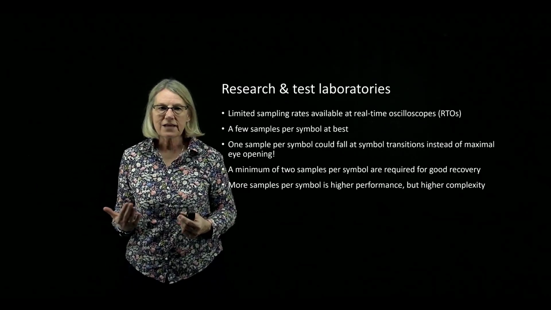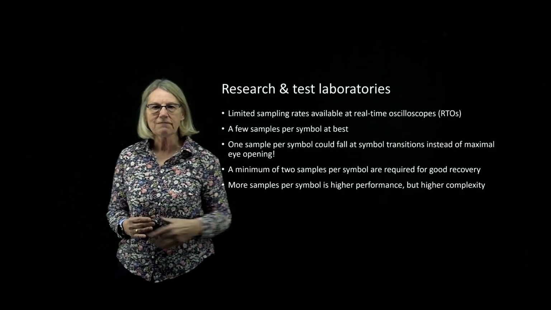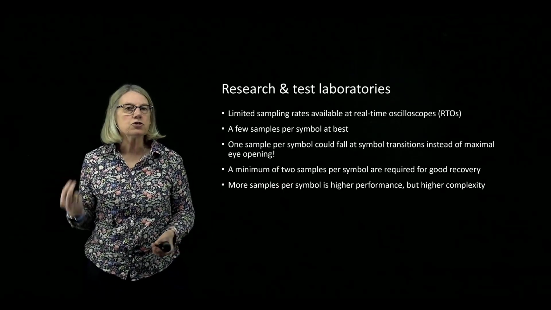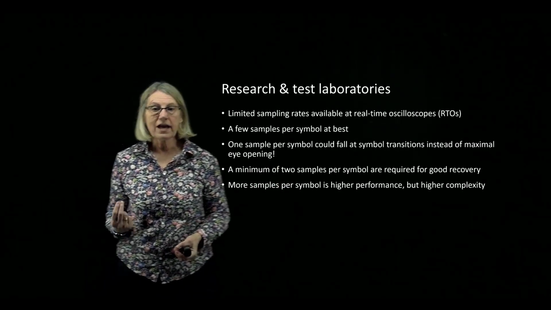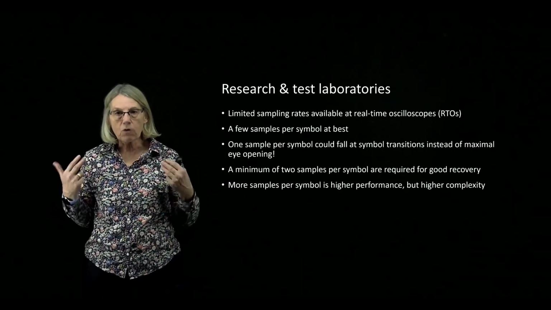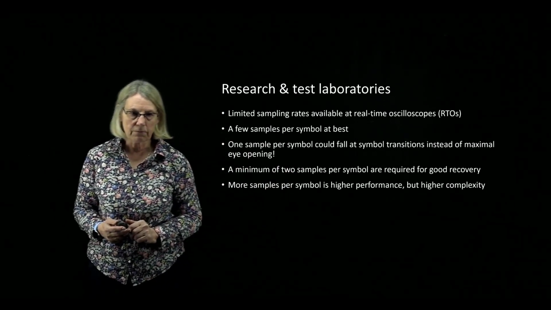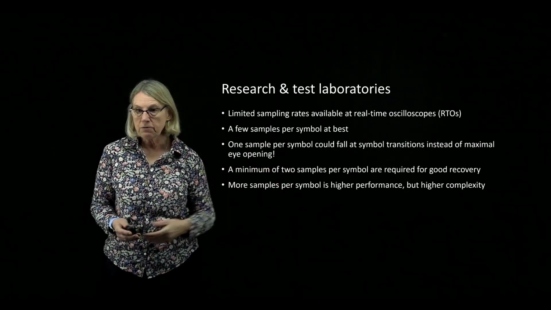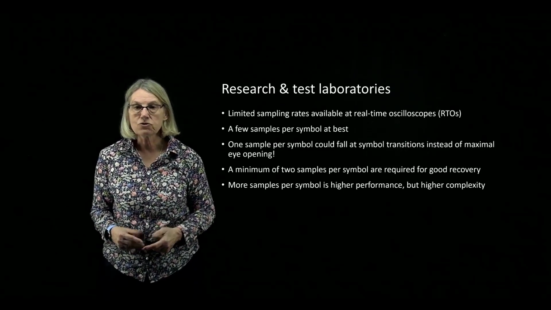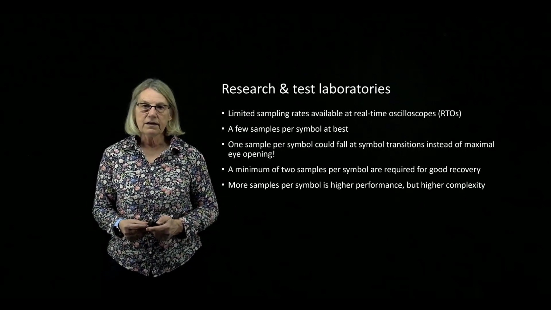So I'm going to use the CMA algorithm to help me deal with this situation, and I realistically require a minimum of 2 samples per symbol in order to have really good timing recovery. You could get lucky with less, but to be robust, to be sure that you'll have good sampling time, you need 2 samples per symbol. More samples per symbol could give you higher performance, but generally it also gives you higher complexity. So 2 samples per symbol is a very common compromise in the laboratory.